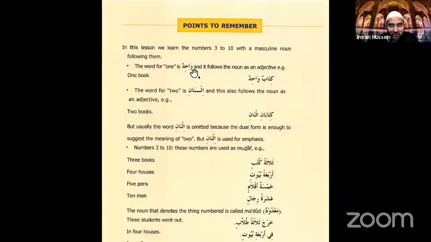Now I'm going to ask Sister Tahira, go through the points to remember. In this lesson, we learn the numbers 3 to 10 with a masculine noun following them. The word for 1 is wahidun, and is known as an adjective. Example, 1 book, kitabun wahidun. And the word for 2 is ithnani, and this also follows the noun as an adjective. Example, 2 books, kitabani ithnani.